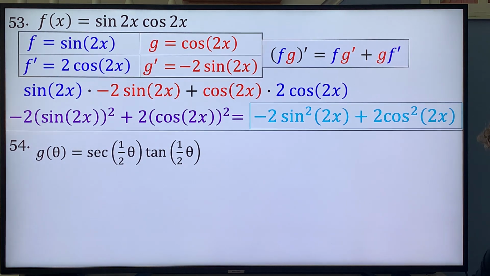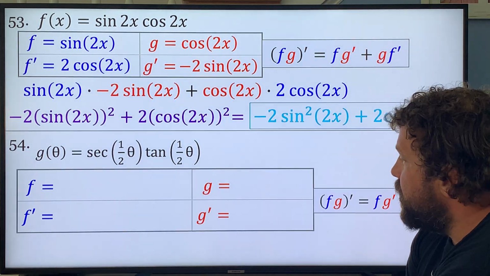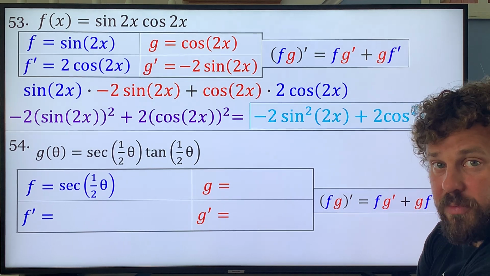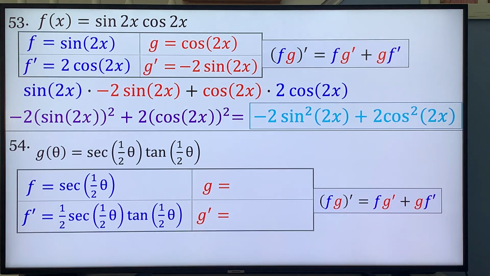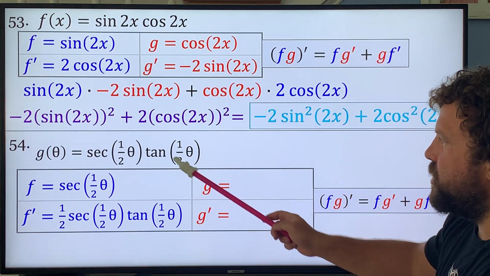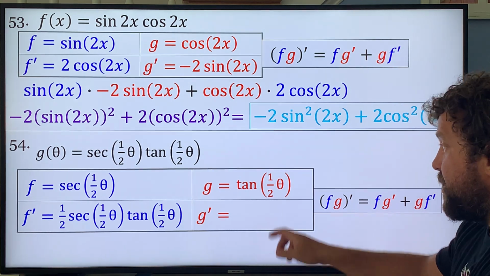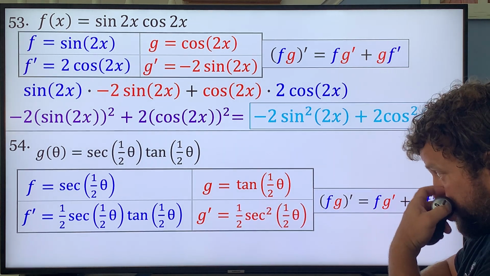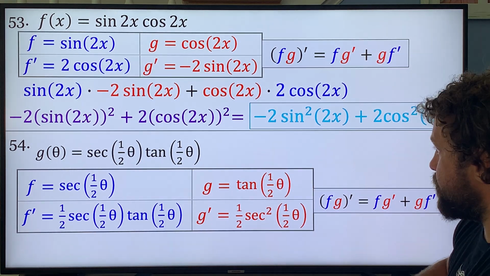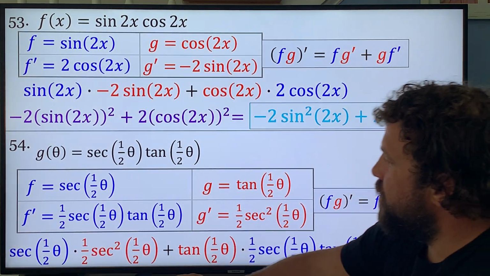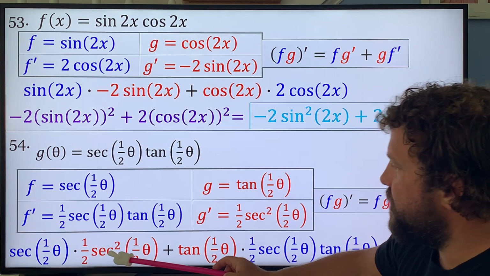All right. So do problem 54. Got it? Your f is secant 1/2 theta. Derivative of 1/2 theta is 1/2, so it's 1/2. Derivative of secant is secant tan. 1/2 secant 1/2 theta, tan 1/2 theta. Your g is tangent 1/2 theta. Derivative of this is 1/2, derivative of tangent is secant squared 1/2 theta. One half first, secant 1/2, secant squared 1/2.